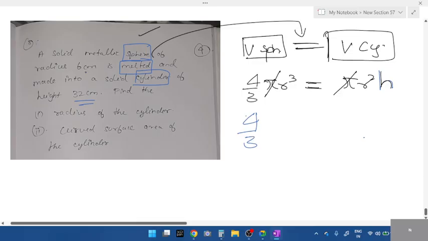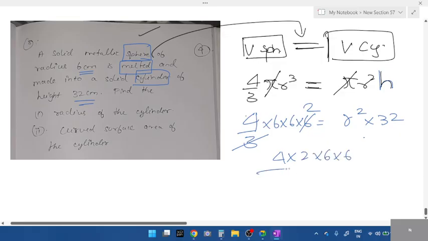Both are in centimeters. We need radius, centimeters, 6 cube. 6 into 6 into 6. Cylinder, r square is not given, keep it as it is, 32. 3 ones are 3, 3 twos are 6. 4 into 2 into 6 into 6. Divide this by 32, equals r square. This is what we need to find, radius. They have asked us to find the radius. 4 ones are 4, 4 eights are 32. 2 ones are 2, 2 fours are 8.